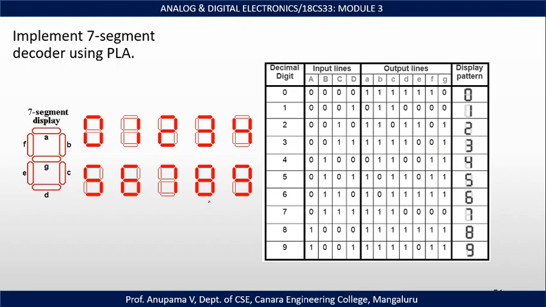7 is represented in this format, that is LED A, B, C is on, that means they are set to 1 at the output lines, remaining outputs are set to 0. In 8, all the LEDs will glow, hence for the input 1000, all the output lines are set to 1. Similarly, 9 is represented in this format where LED E is off, which is represented by 0 at the output column.